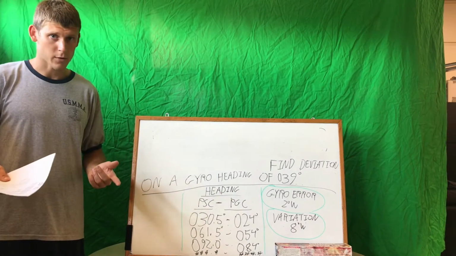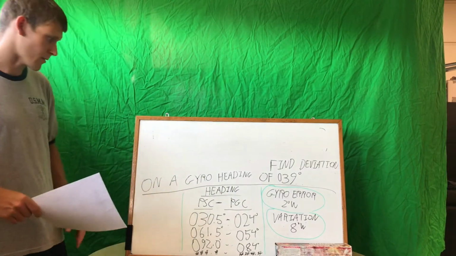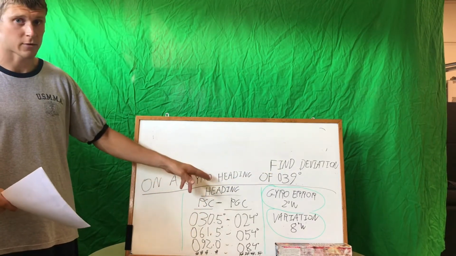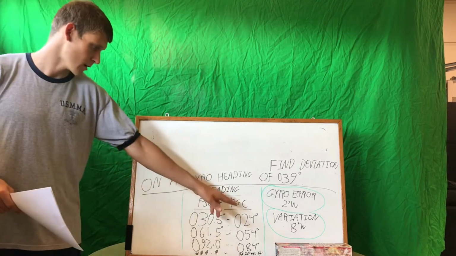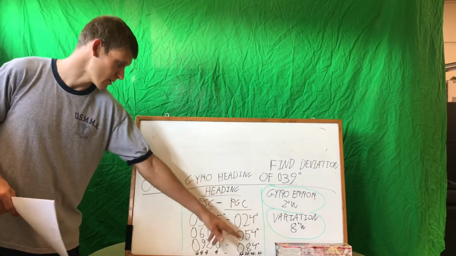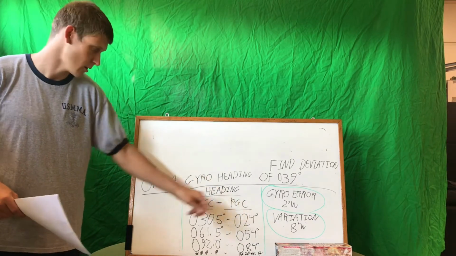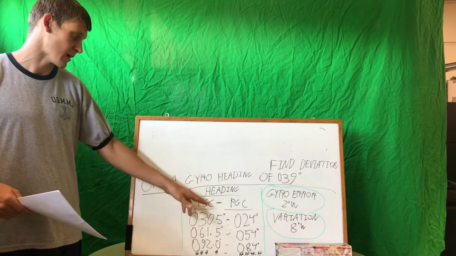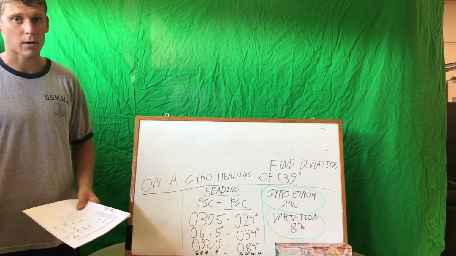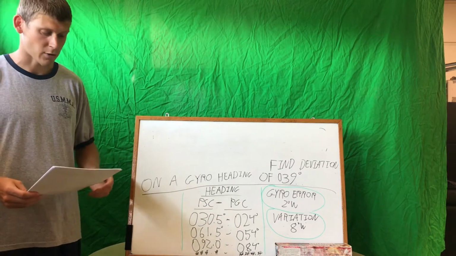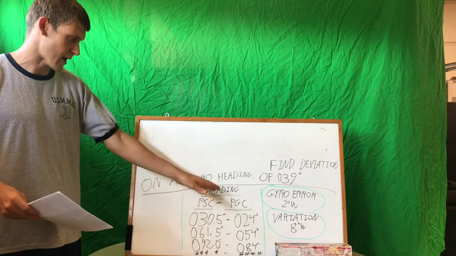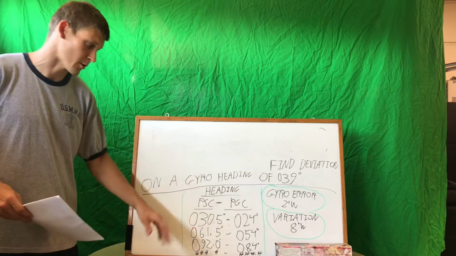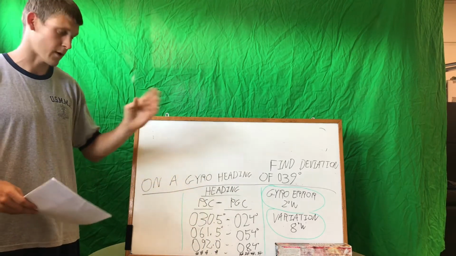So the first thing you're going to want to do when you're looking at this problem is identify if they're asking you to find the deviation on a gyro heading or the per standard magnetic compass heading. For a gyro heading, you would pull your number from the list under the PGC, and if it's per standard magnetic compass, you would pull it under the PSC number list. You'll be able to recognize it pretty easily because you're going to get a long list of numbers. It's going to say heading, PSC, PGC, with a long list of numbers going from 000 all the way up to 360.